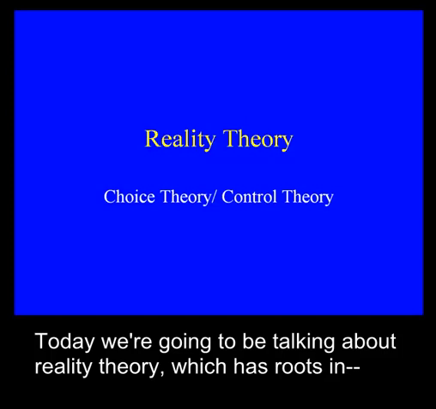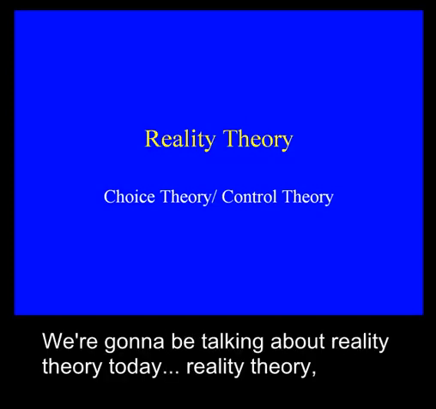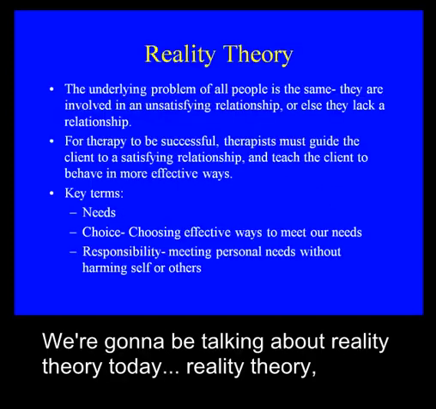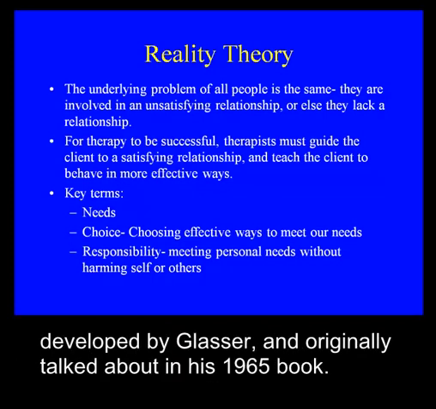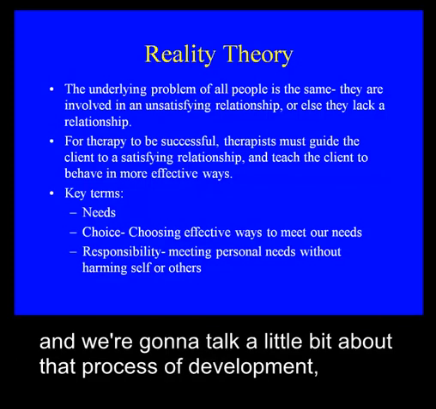Today we're going to be talking about reality theory, which has roots in, is the root of, and has been further developed in terms of choice theory and control theory. Reality theory was developed by Glasser and originally talked about in his 1965 book. Since 1965, Glasser has worked to continue to develop his theory, and we're going to talk a little bit about that process of development.